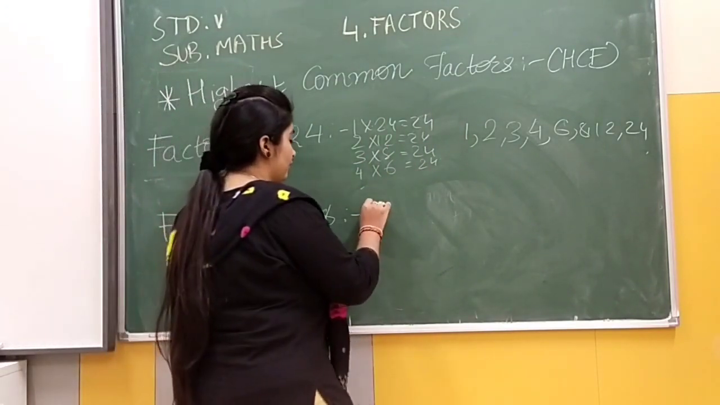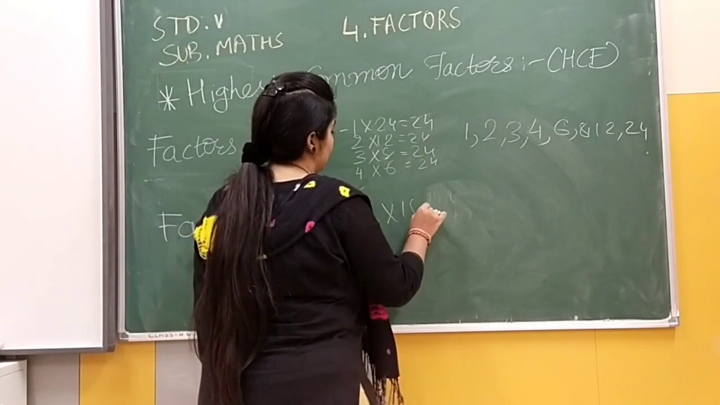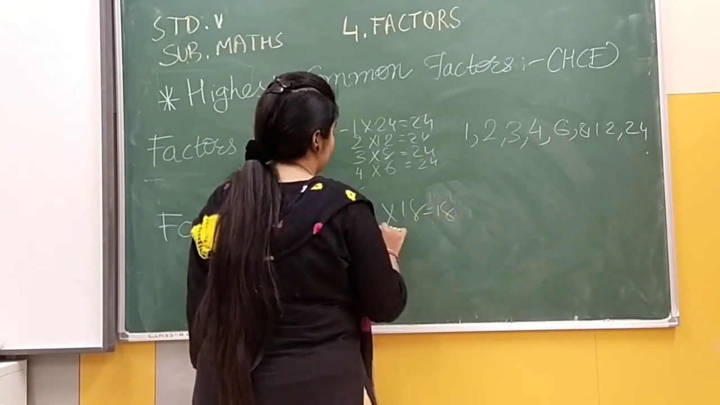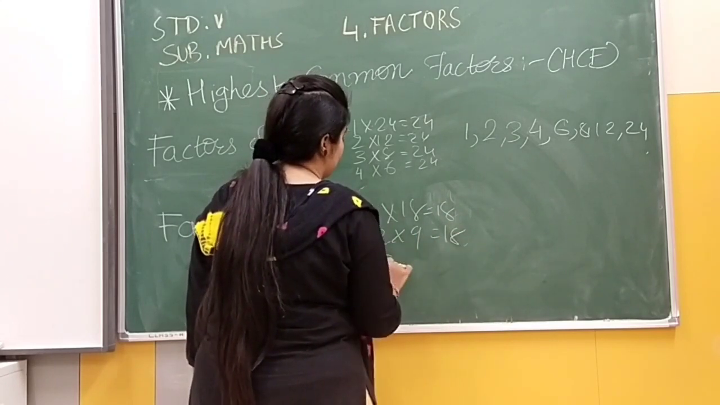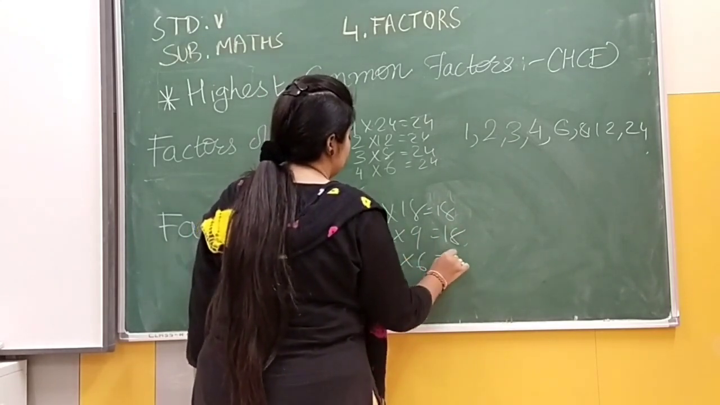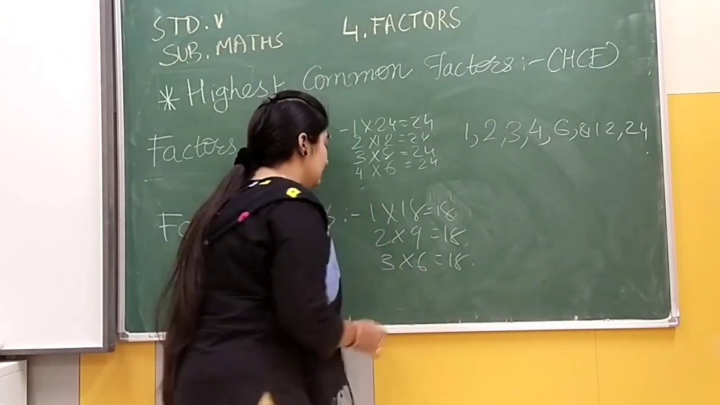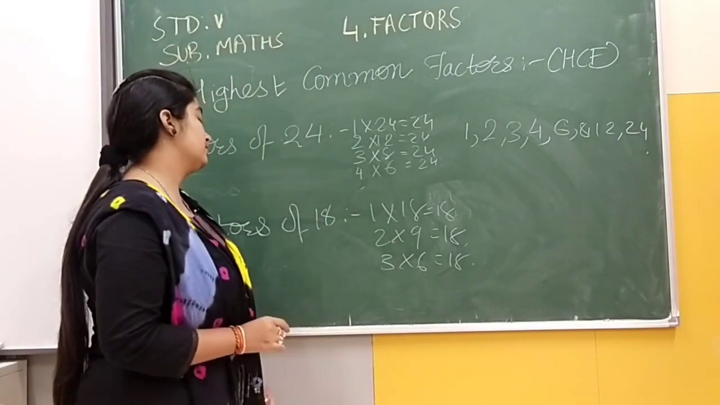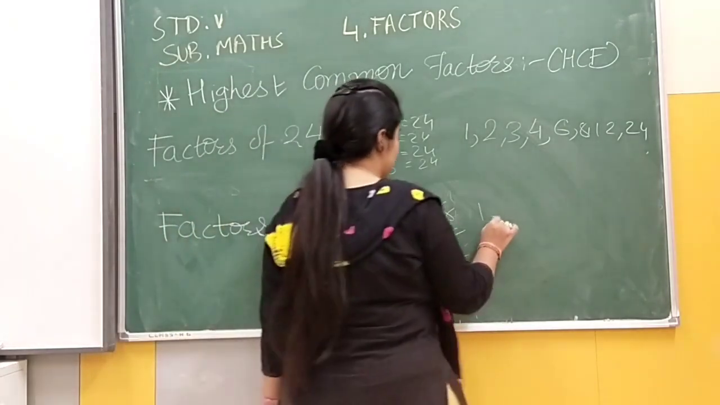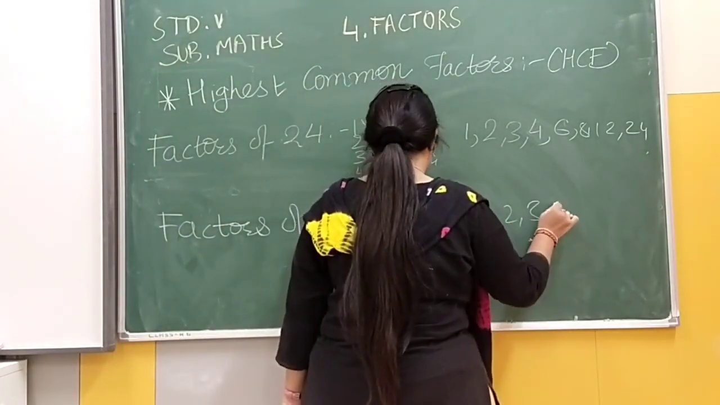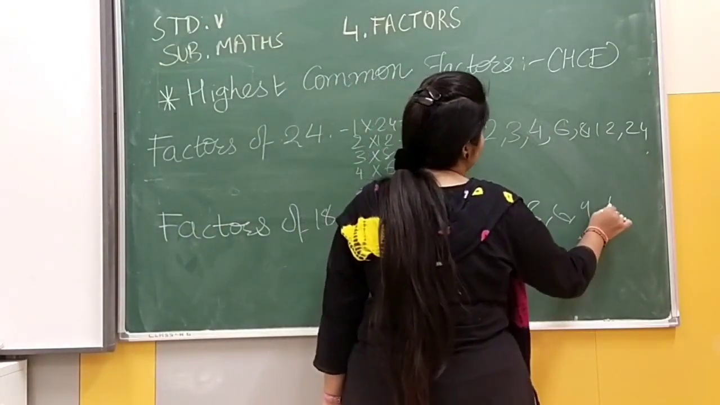Now let us discuss about factors of 18. That is starting from 1. 1 into 18 is 18. 2 into 9 is 18. 3 into 6 is 18. That are factors of our number 18. So factors are 1, 2, 3, 6, 9 and 18.